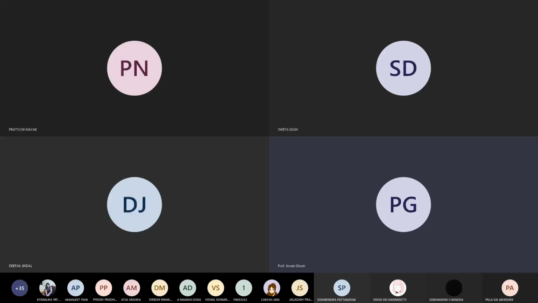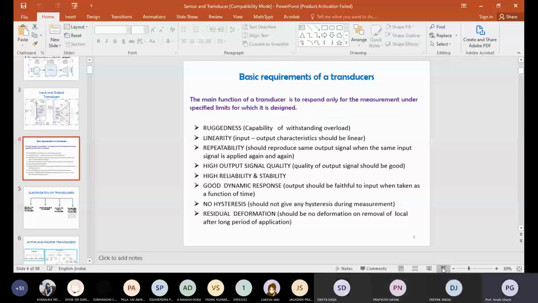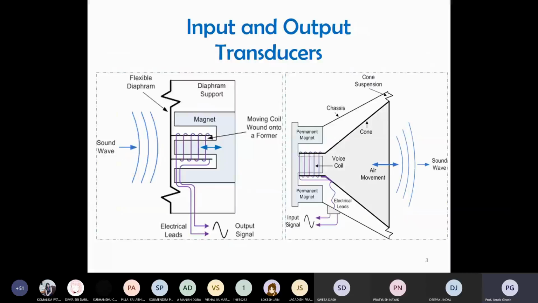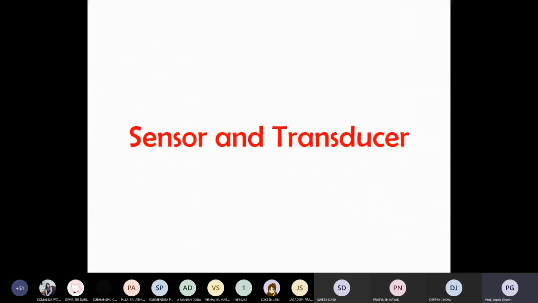With the basic concept of sensor and transducer. Okay, so I have discussed some of the portions in my last class. Basically, in my last class, I just started with the concept of sensor and transducer. What is the importance of the sensor and transducer? I just gave some examples.